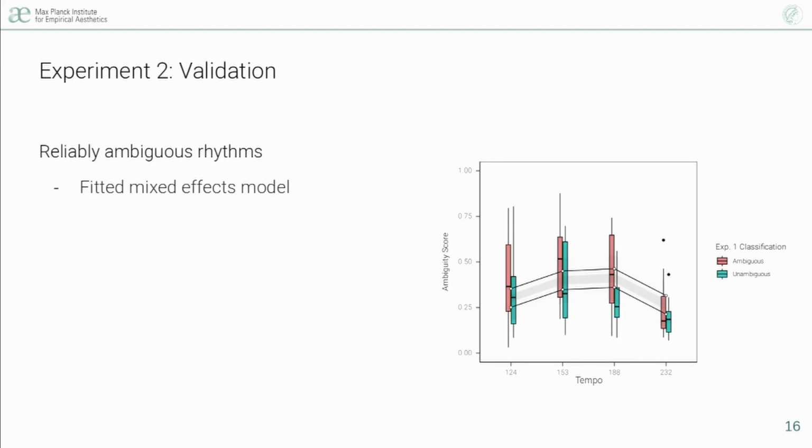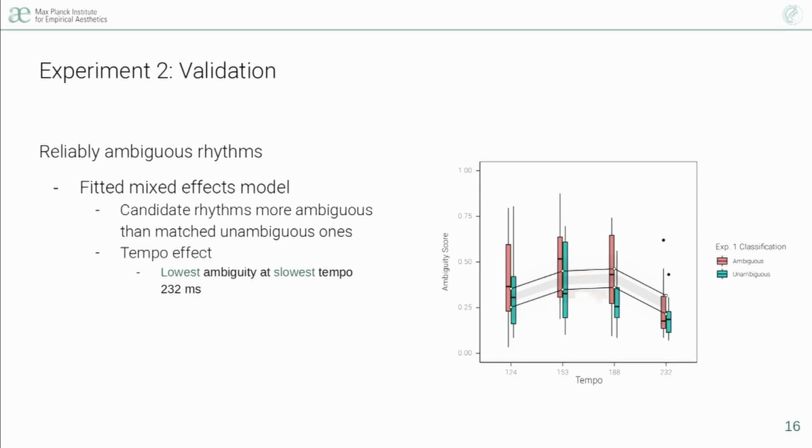So we did some fixed effects modeling. So we fitted a model with a quadratic tempo term. Yeah, we found there was this tempo effect. I'm hesitant to interpret it too much, just because there may be some selection bias stuff going on, but what we did find was that the slowest tempo was the lowest ambiguity across everything.